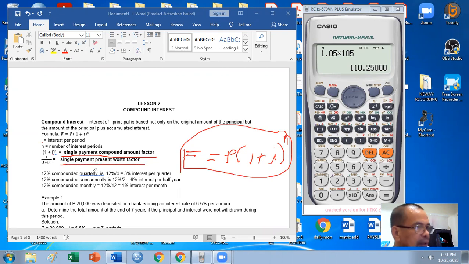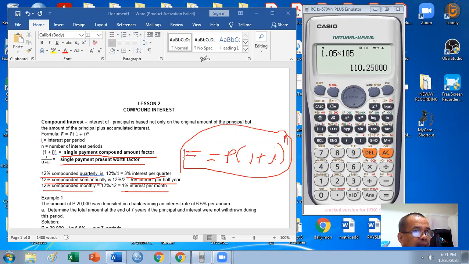Ngayon, ito yung mga nominal interest. Pag sinabing 12% compounded quarterly, i-divide mo ng 4, that's 3% interest per quarter. So sa isang taon, merong 4 na interest period. Pag sinabing 12% compounded semi-annually, that is 6% interest per half year. Ang interest period is per half year. Pag sinabing 12% compounded monthly, that is 12% divided by 12 is 1% interest per month. So in this case, meron kang 12 interest period. Okay. Pag sinabing effective interest, isang taon lang yon.